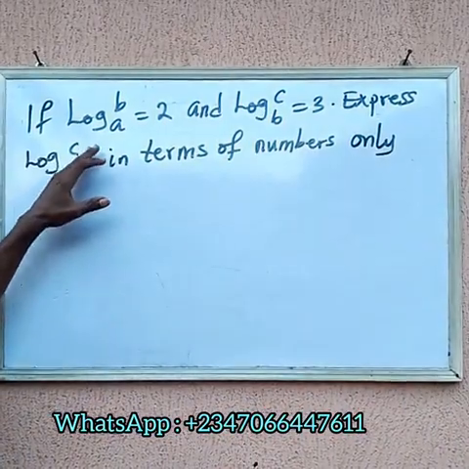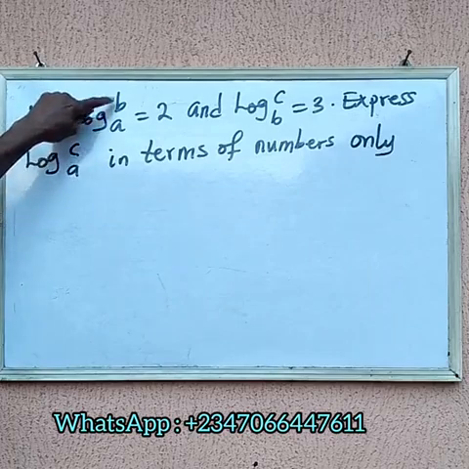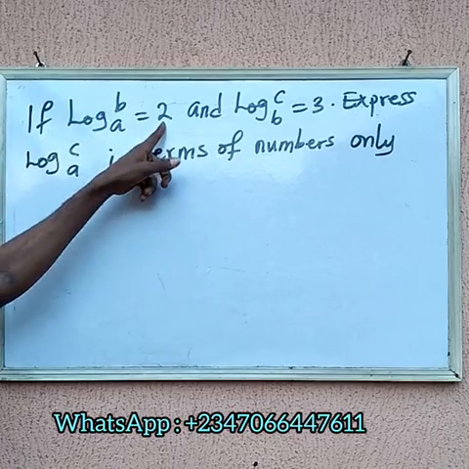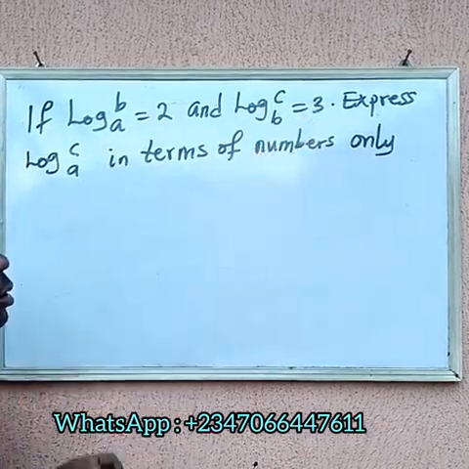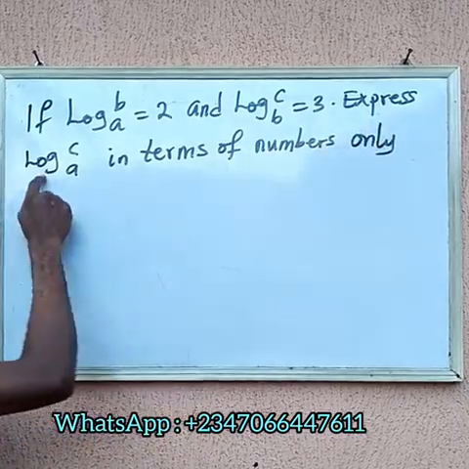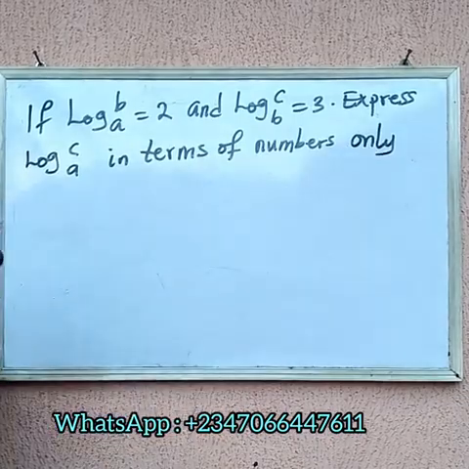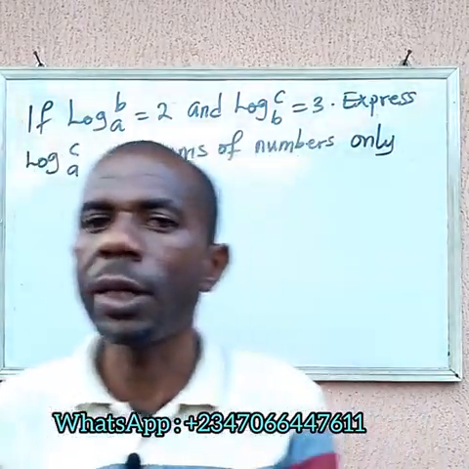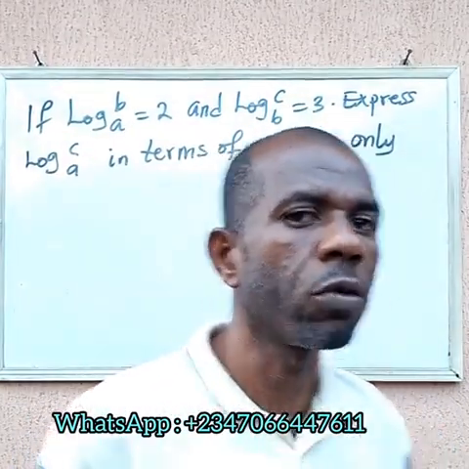This one is called substitution in logarithm. We say that if log b to base a is equal to 2 and log c to base b equals 3, express log c to base a in terms of numbers only, just number. We don't want to see b, we don't want to see a, we don't want to see any other alphabets. Now let me show you, very easy.